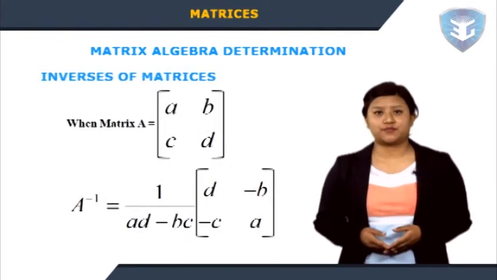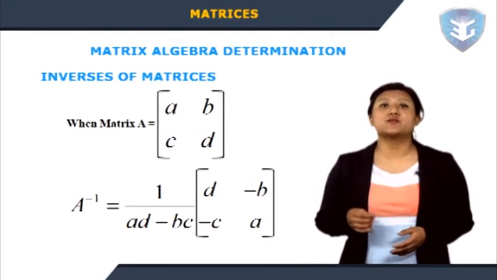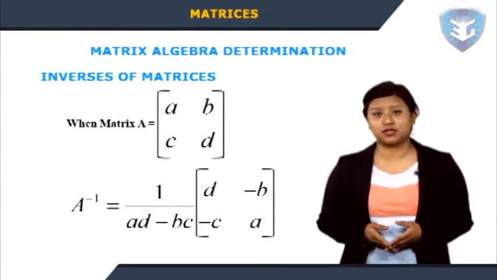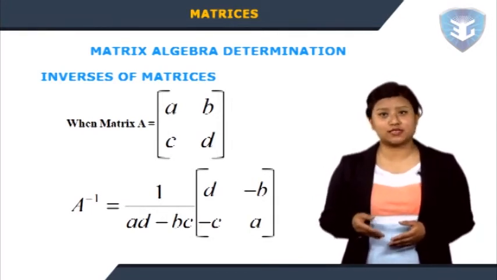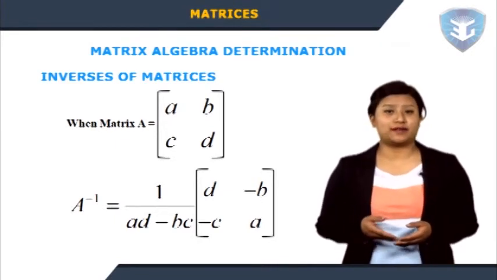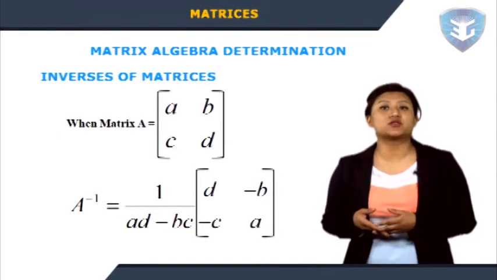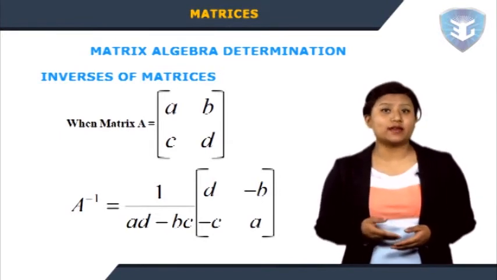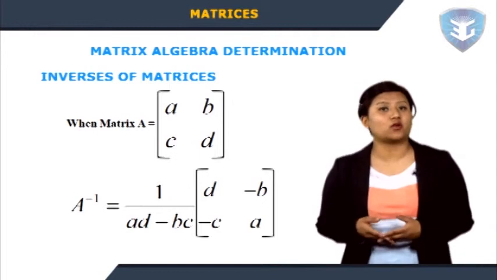Inverses of matrices. If A is a square matrix, the most important question we can ask about it is whether it has an inverse, A to the power minus 1. If it does, then A to the power minus 1 times A equals I equals A times A to the power minus 1, and we say that A is invertible or non-singular.